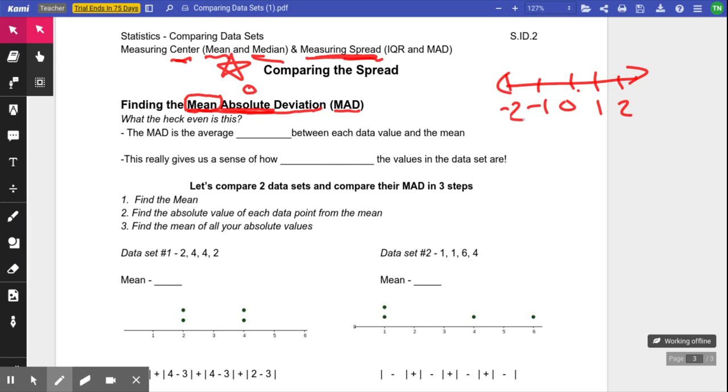Imagine a real life scenario where your house is right here, and you go out for a run and you run 2 miles this way, and you stop right here. And I say, how far away are you from your house? Your answer would be you're 2 miles away from your house, right?